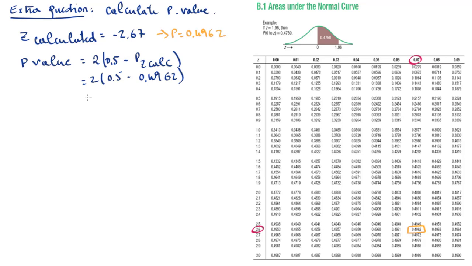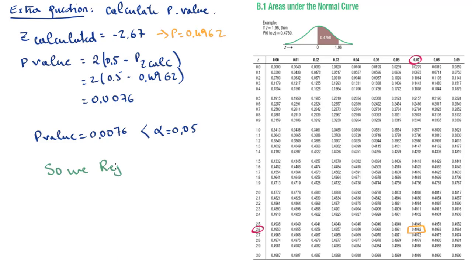0.0076. So the p-value is less than alpha, which is equal to 0.05, which would lead us to reject H0. That result is the same result as found in the five-step hypothesis testing.